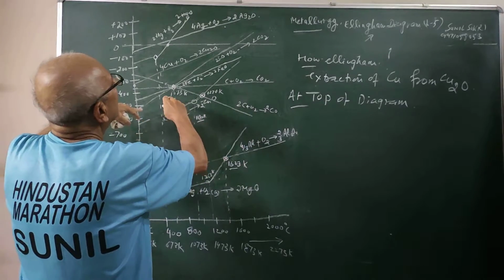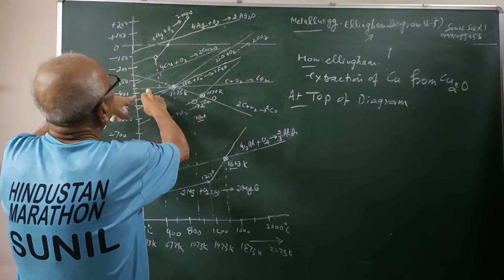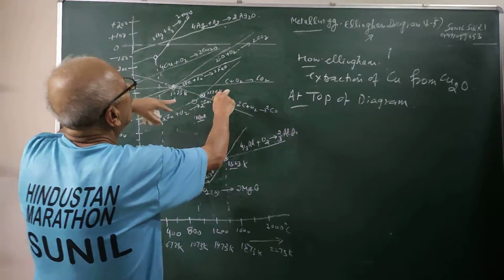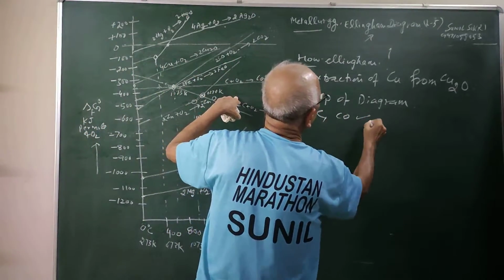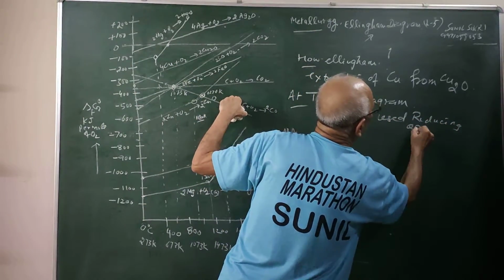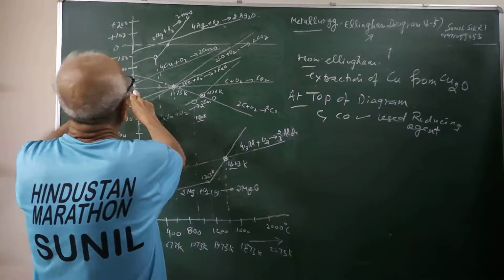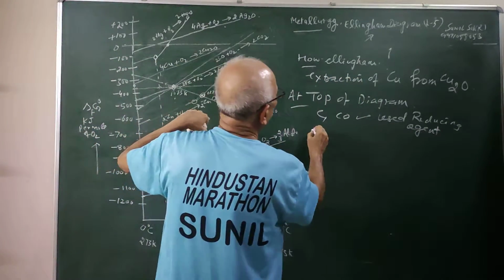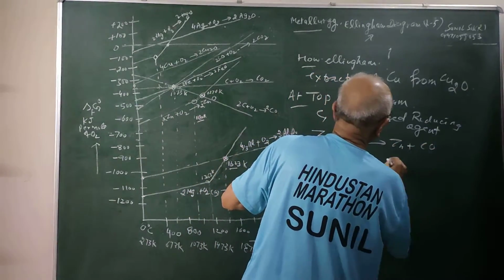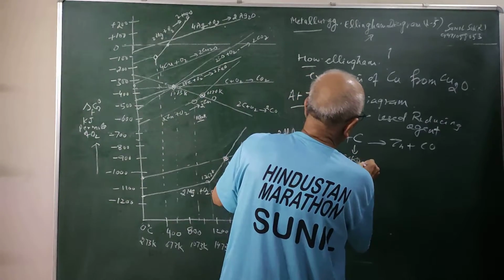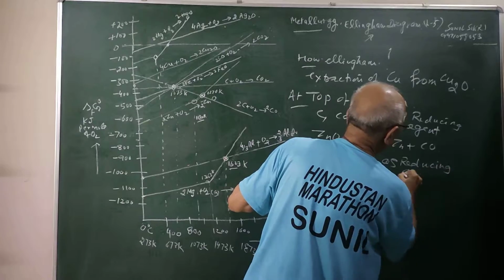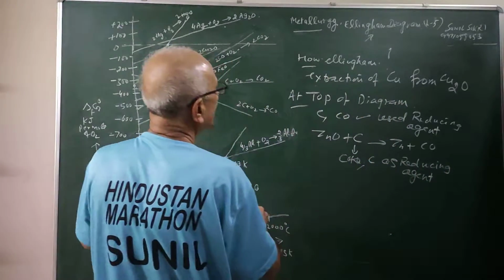You can easily see what can reduce copper, and the temperature at which they can reduce copper can very easily be seen here. Both carbon and carbon monoxide can be used as a reducing agent, and therefore you can see this is my carbon. So we can use coke or carbon as a reducing agent easily.